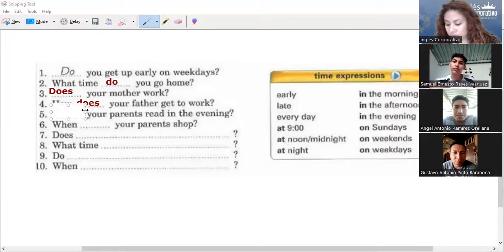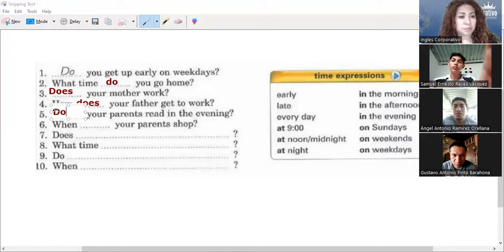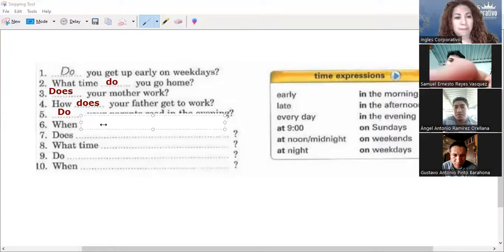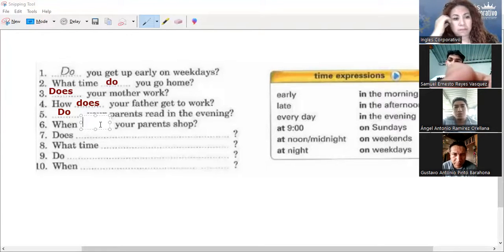Does or do? Do. Good. Do your parents read in the evenings? Next. When? No. Yes. When do your parents shop?